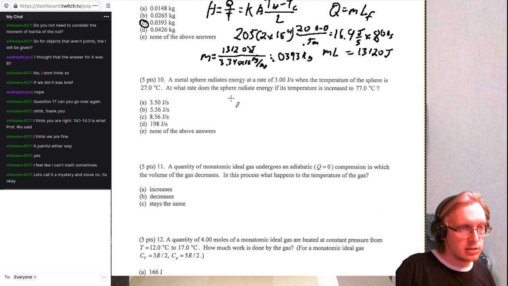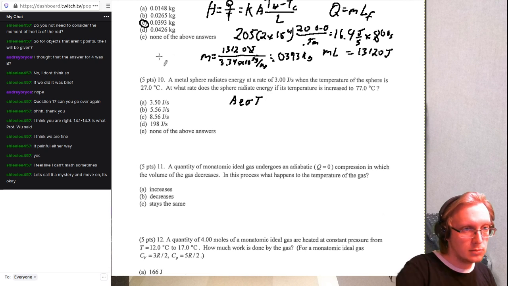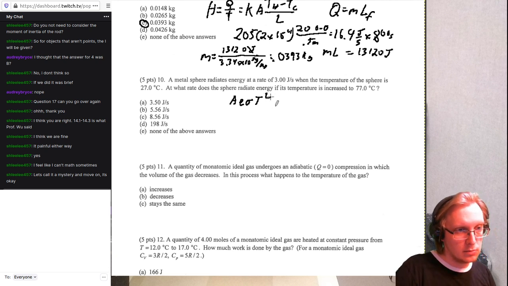So this is H = A E sigma T to the 4, which we are told is initially 3 watts. I need to cancel out the AE and sigma so that I don't have to bother with them. So we do that.